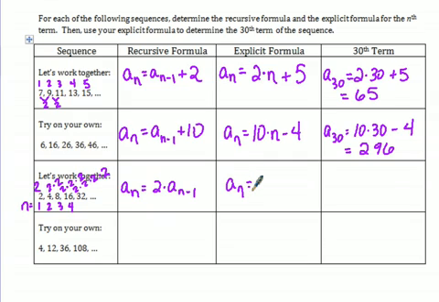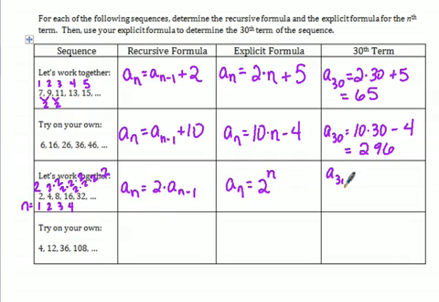And so it seems like our nth term of this sequence is just equal to 2 to the n. So for example, when n is 1, 2 to the first power is just 2, and that's the first term of my sequence. If n equals 4, 2 to the 4th power is equal to 16, and 16 is the 4th term in my sequence. So that explicit formula seems to work for us.